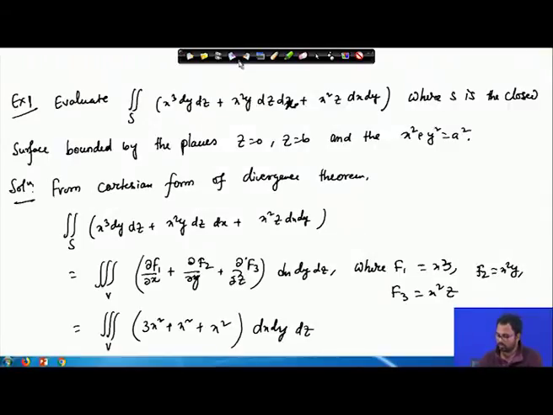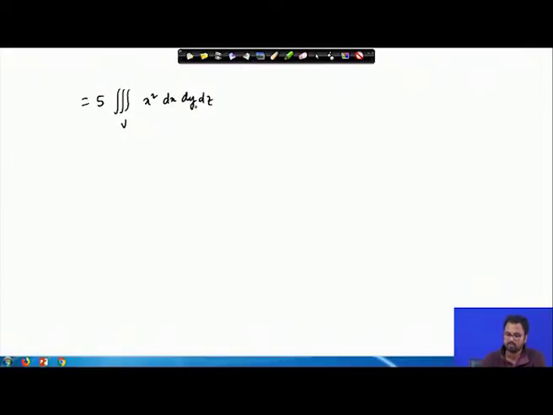So, this Cartesian form of Gauss divergence theorem made this integrand reduce to a fairly simple integrand, which is basically 5 x square dx dy dz. Now, we have to guess the limits. In order to guess the limits, z is varying from 0 to b. So, guessing the limits for z is not complicated.